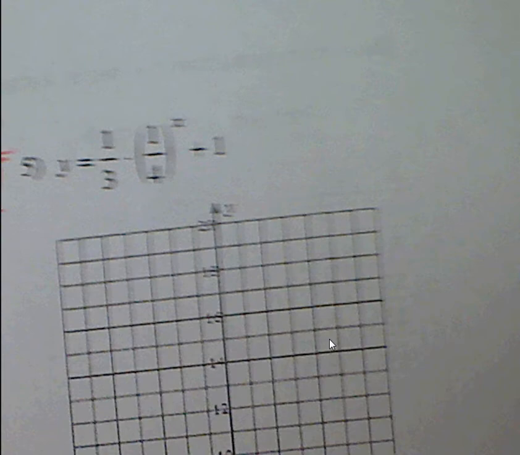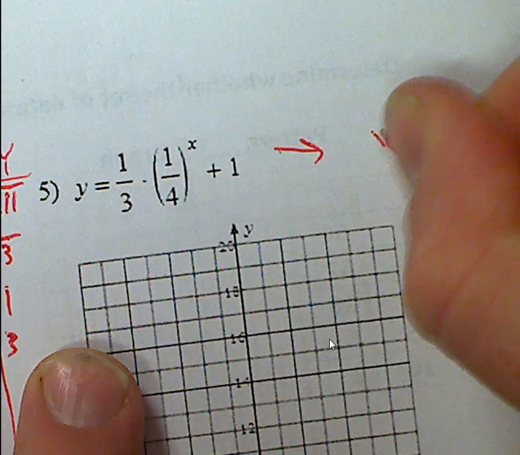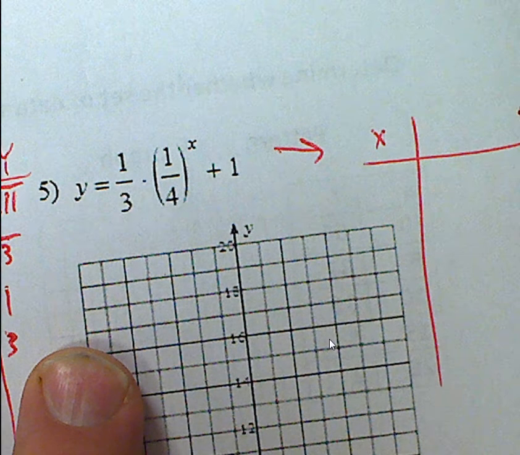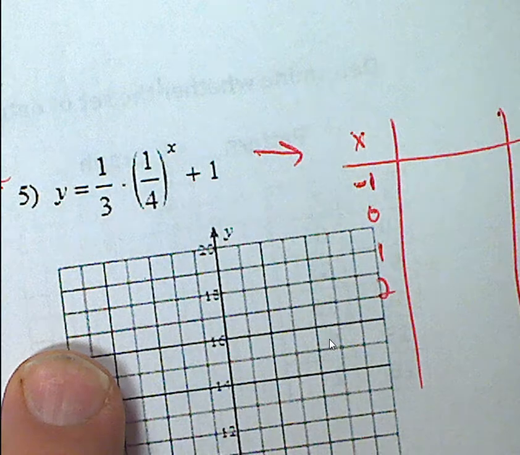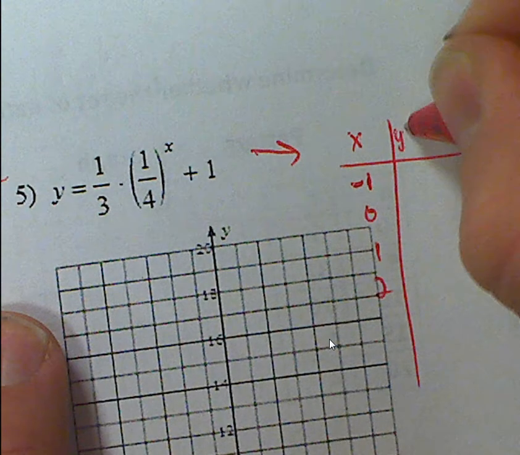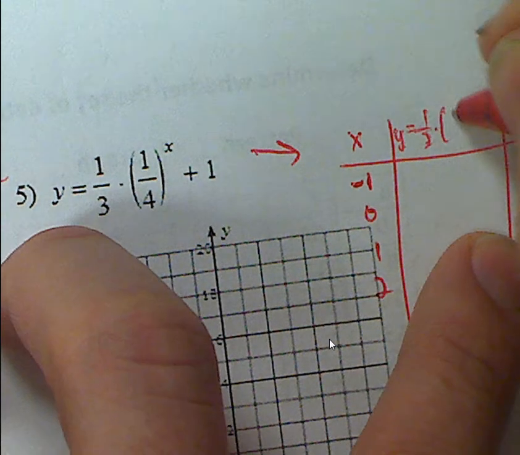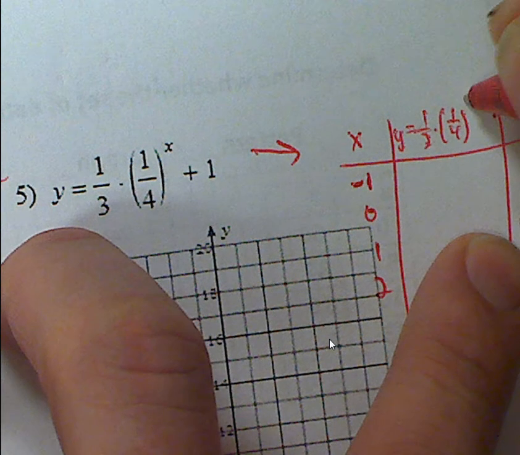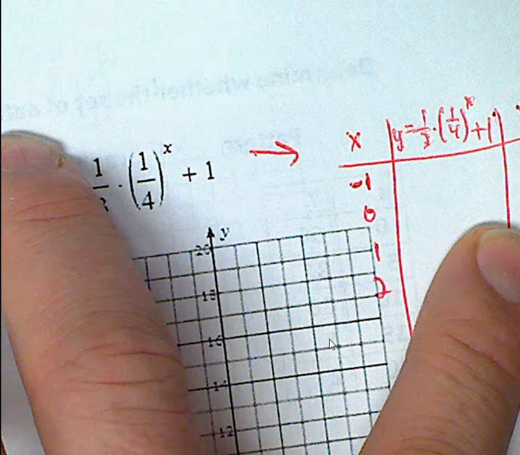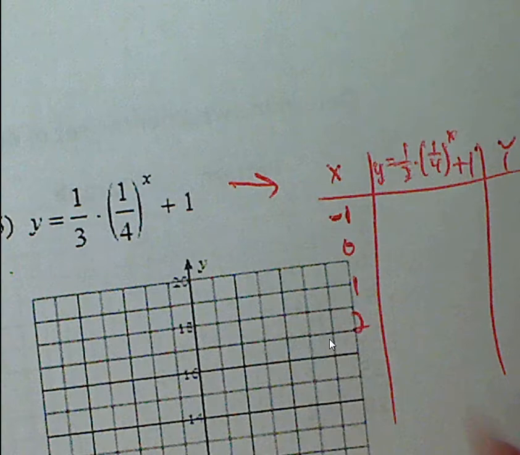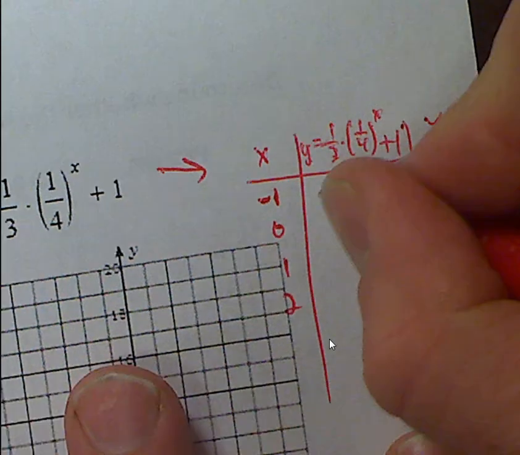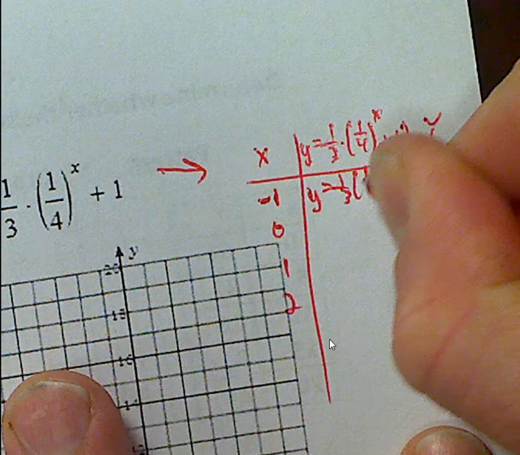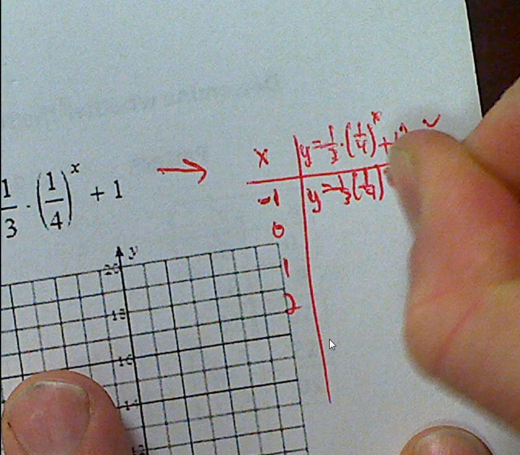Let's try the next one. So we're going to do the same thing. We're going to go ahead and put in negative 1, 0, 1, 2, see if that's enough. So y equals 1/3 times 1/4 raised to the x plus 1. So I'm going to plug in negative 1 into the x. So y equals 1/3 times 1/4 raised to the negative 1 plus 1.